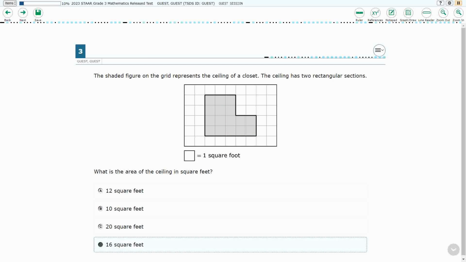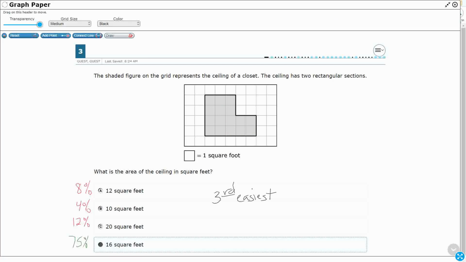Let's see how we did across the state of Texas. So this was the third easiest. We had exactly 75% get it right. But take a look at this. We had 12% of our students get 20 square feet. Now, how do you get more than the 16? Well, some of our students might be unfamiliar with this composite area.